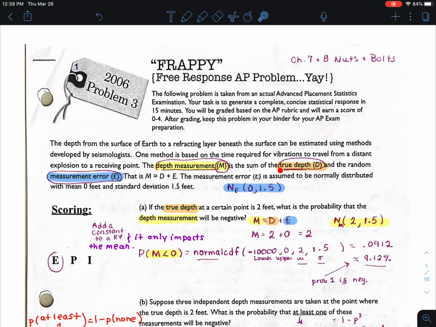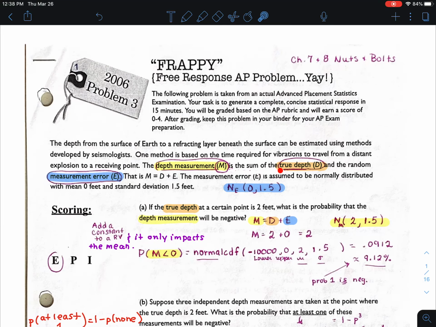Okay, and so you can see this is showing you how they're getting that depth measurement that I highlighted in yellow. Okay, it says the measurement error E is assumed to be normally distributed with a mean of 0 feet and a standard deviation of 1.5 feet. So I went ahead and grouped all that information right here, labeled that in blue. So that's everything that has to do with that measurement error.